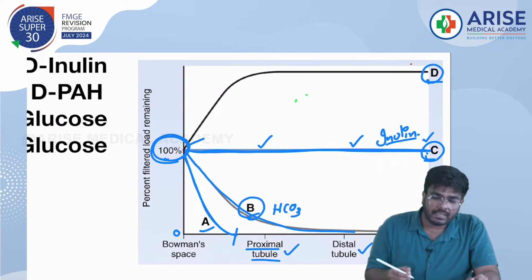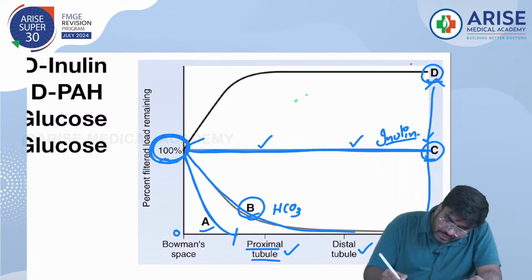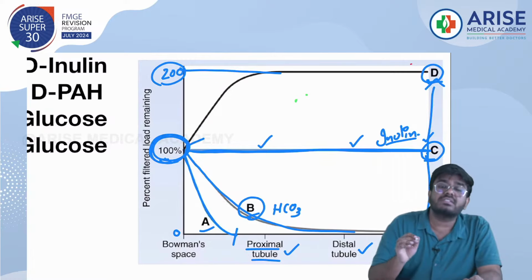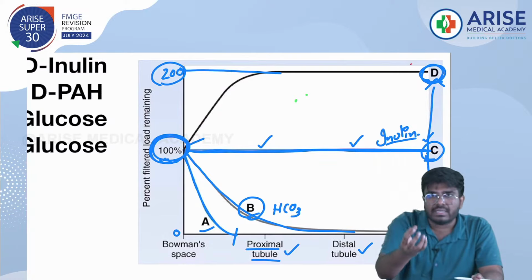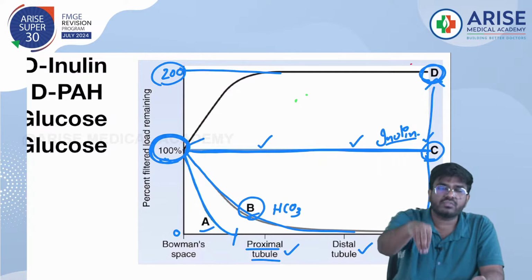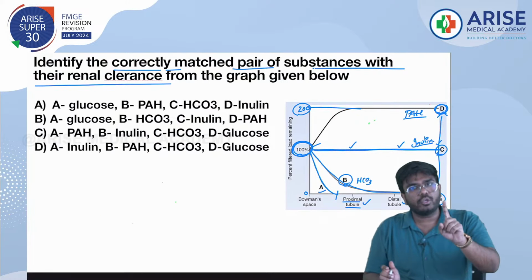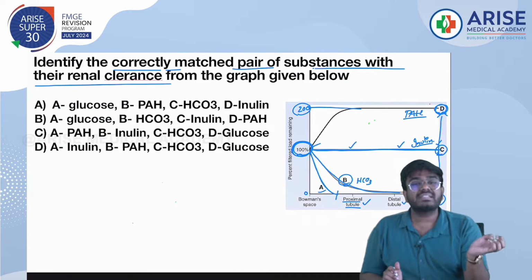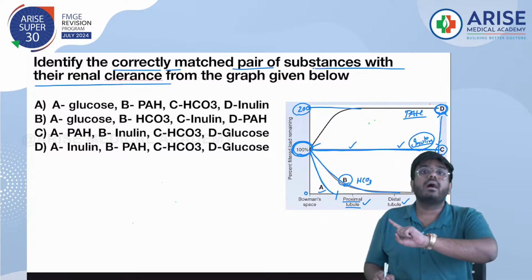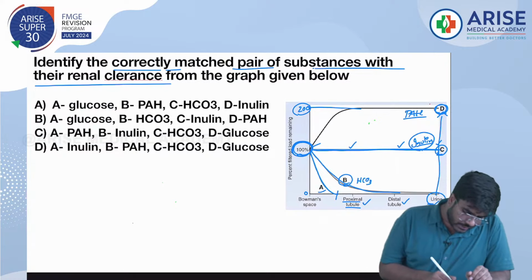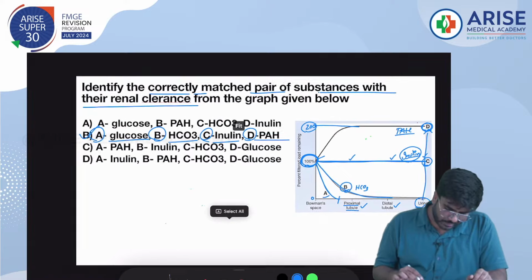But there is substance D. It is 100% filtered, but if you check in the urine, its concentration is somewhere around, let's say, 200. It means its concentration is increased. How? The substance D is not just filtered, it is also actively secreted. So what is substance D? This is para-aminohippuric acid. You have to know para-aminohippuric acid is freely filtered, never reabsorbed, but secreted. Inulin is freely filtered, never reabsorbed, never secreted. So here the option is B. A is glucose, B is bicarbonate, C is inulin, D is para-aminohippuric acid.